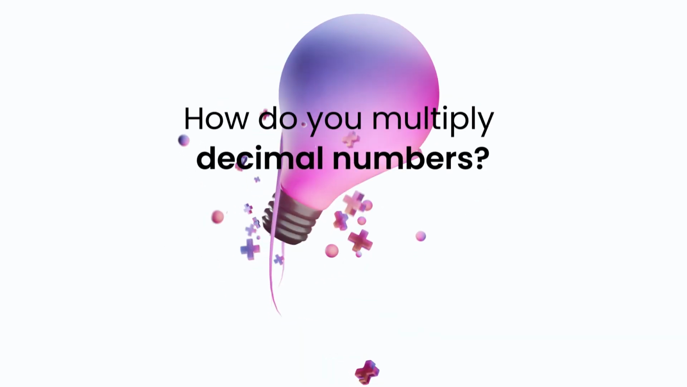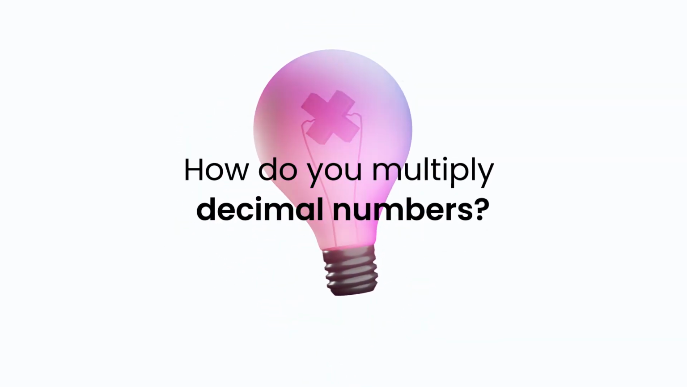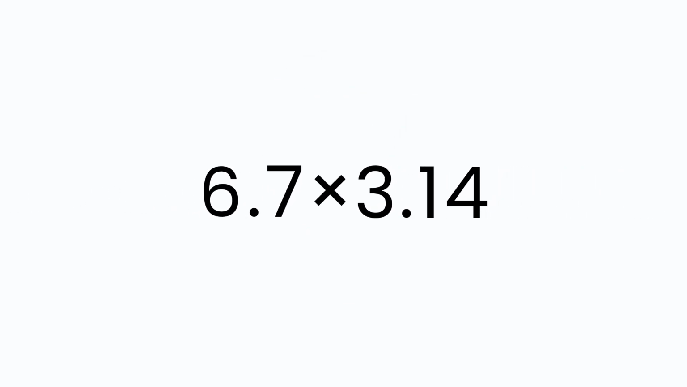How do you multiply decimal numbers? Multiplying decimal numbers follows the same pattern as integers. But you need a way to determine the number of decimal places in the final answer. The trick is to count the total number of decimal places in both factors.